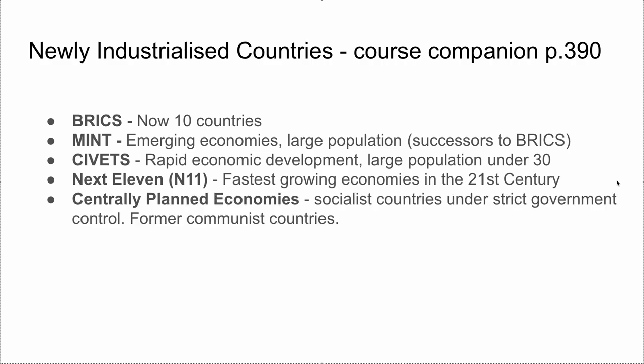There's also the centrally planned economies, CPEs. These are socialist countries under strict government control and also considered former communist countries. That includes Libya, Belarus, Cuba, North Korea, Iran, and Venezuela. China was also part of this until 1978, when it opened its economy and became a hybrid capitalist and communist country. And the same goes for Russia.